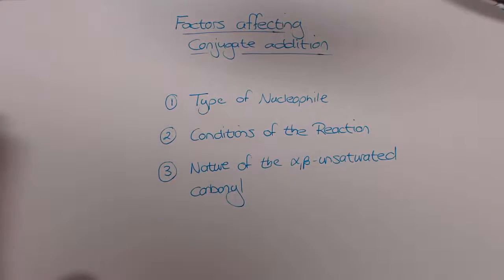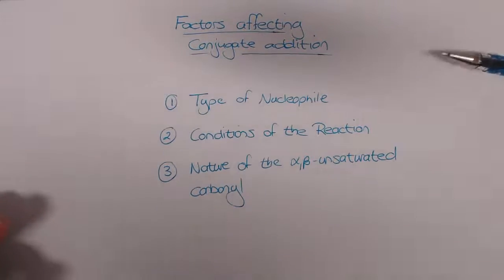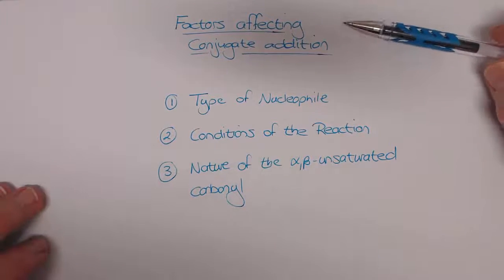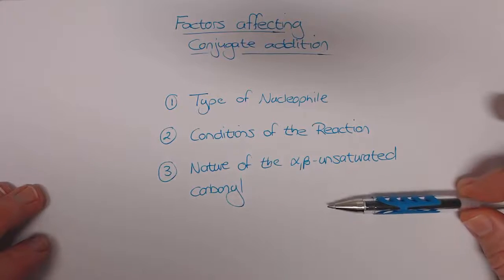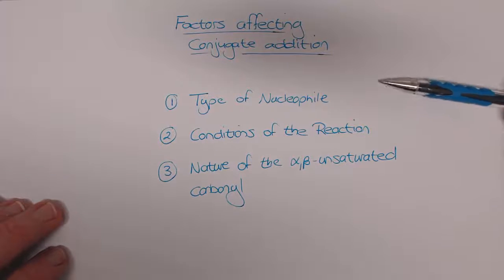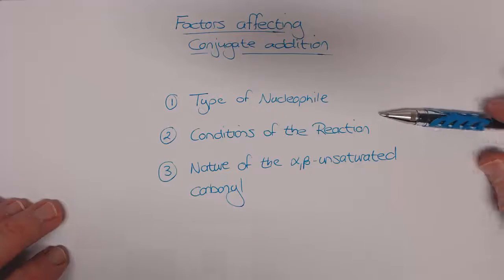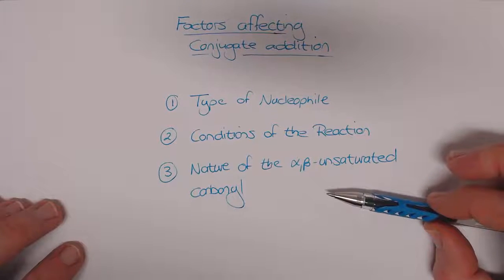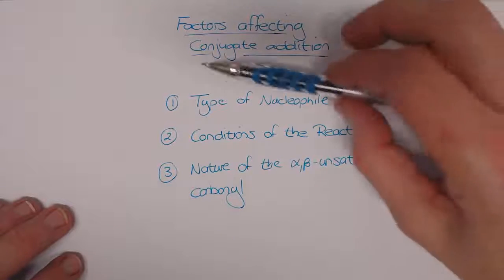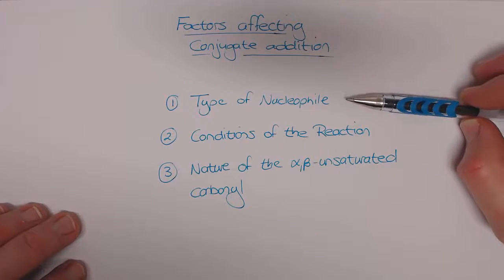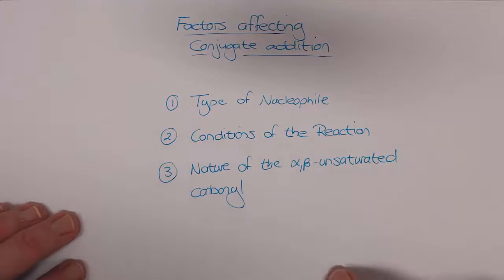Okay, so now that we've seen the basic idea of conjugate addition and some of the examples of that, I just want to briefly look at some of the factors affecting conjugate addition. And there are three main ones that we need to look at. The first is the type of the nucleophile that we are using in the reaction. The second one is the conditions of the reaction can be very important. And then lastly, the nature of the alpha-beta unsaturated carbonyl will also make a big effect in why we get a conjugate addition versus, say, a 1,2 addition to the carbonyl. So let's look at what we mean by these three terms.